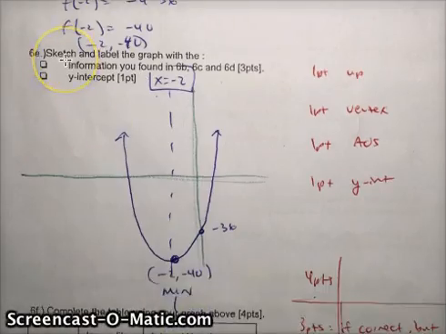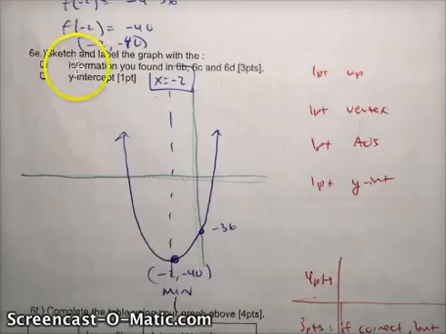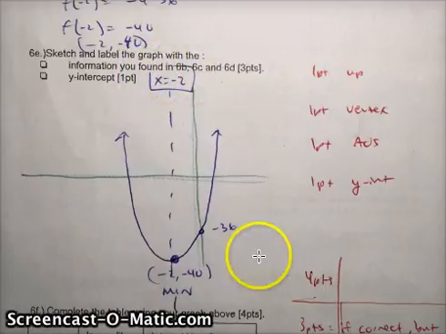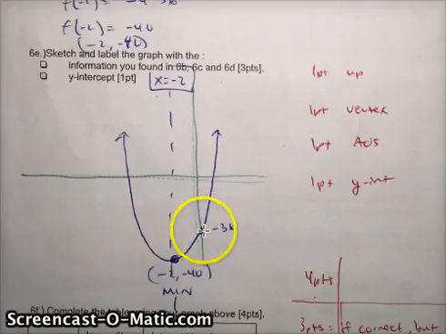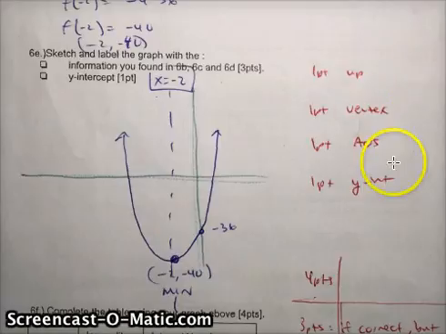To sketch and label the graph, it says use sketch and label. Sketch means draw it, and then label it means put it on the picture, the information you found in 6B, C, and D. So here's my graph. X equals negative 2 is my line of symmetry, our axis of symmetry. We know in A it opens up. Your C value is negative 36, so that's my y-intercept, and there is my vertex. Here's the scoring rubric for that.